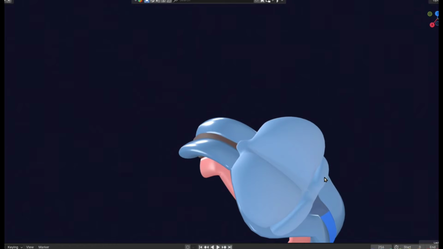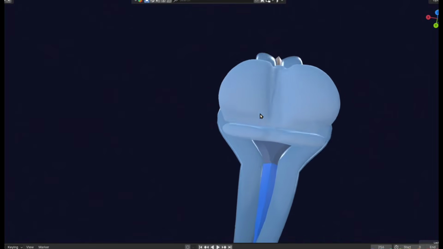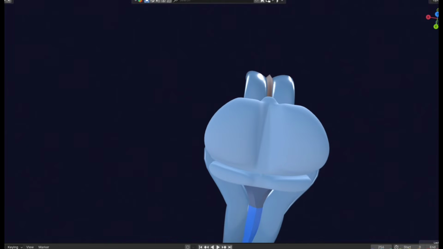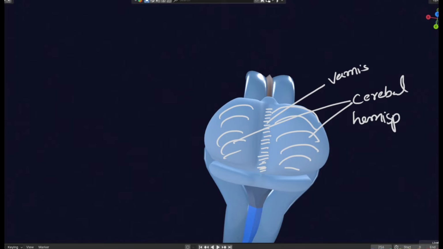So anyhow, this was the flocculonodular lobe. This is the anterior and posterior lobe. And by the way, this is very important: this middle part here that has just formed, this medial part of the cerebellum, is called the vermis, and this huge and expanded lateral part is basically called the cerebellar hemispheres, and they are also called the lateral zones of the cerebellum.